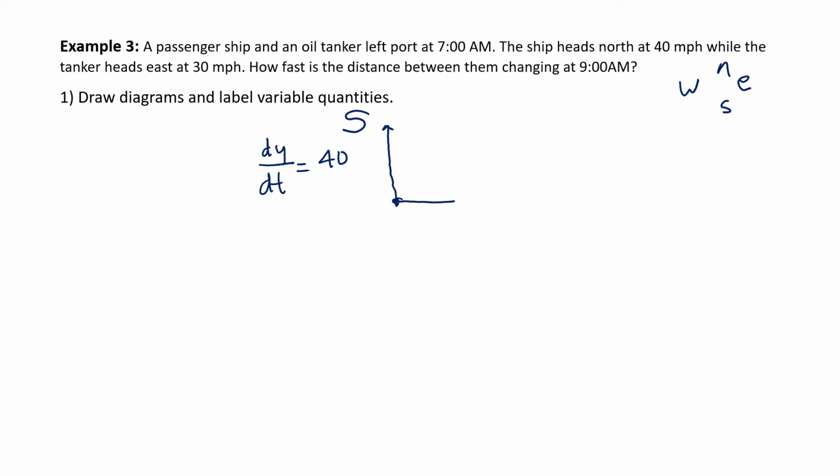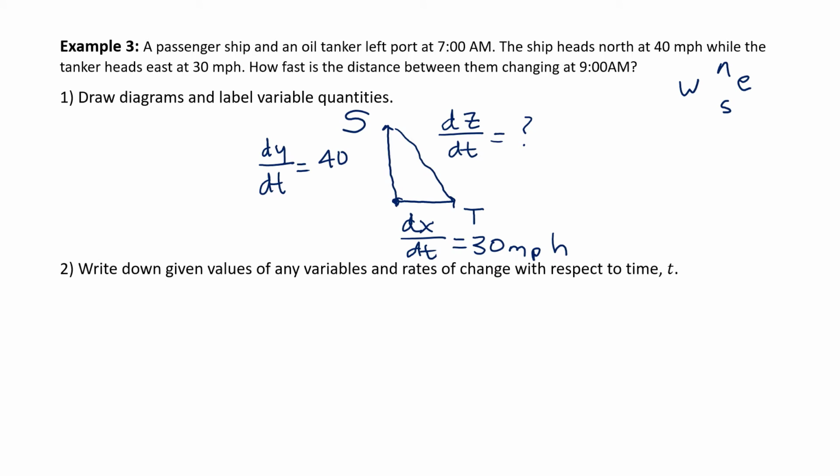And the tanker heads due east, so that's a horizontal movement. So that would be dx/dt, and it's traveling at 30 miles per hour. How fast is the distance between them changing? So what we're after is the rate of change of the hypotenuse. So that would be, what is dz/dt? That's our end goal. Next, we need to write down all the given values and any variables that we have.